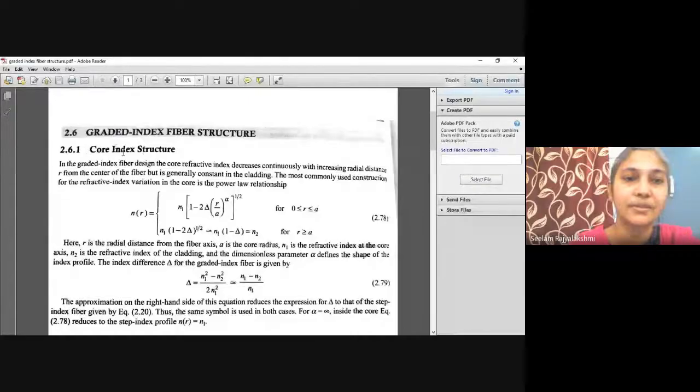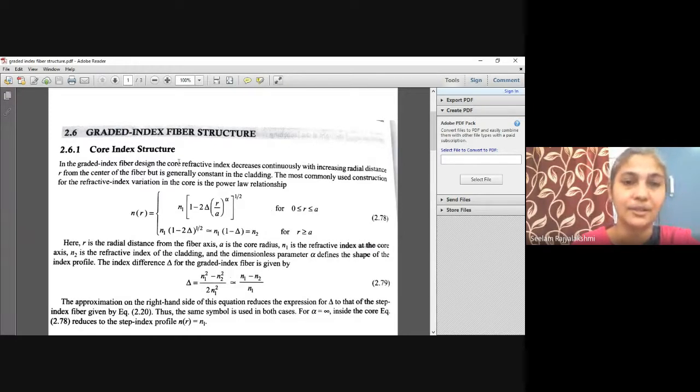Okay. Today we will discuss the core index structure of graded index optical fiber. Already we have discussed the core index structure for the step index optical fiber. Now we will discuss the core index structure for the graded index optical fiber. And here, the important parameter while designing the graded index optical fiber, refractive index, plays a vital role.